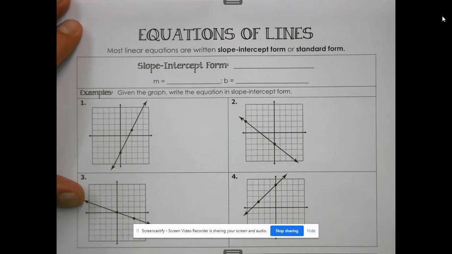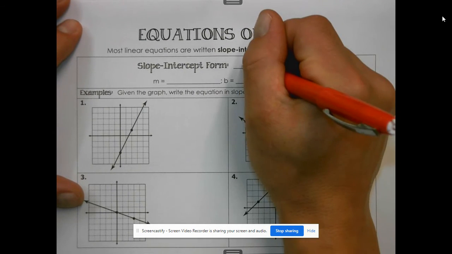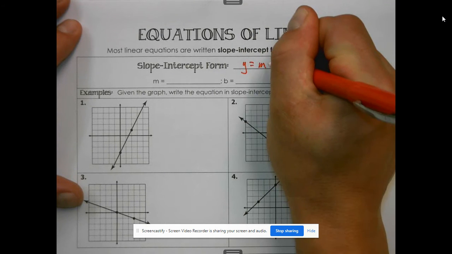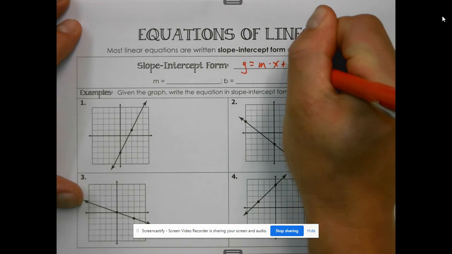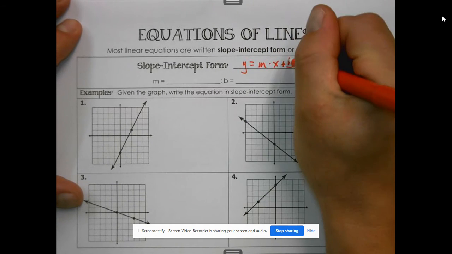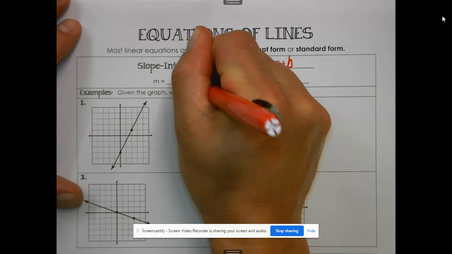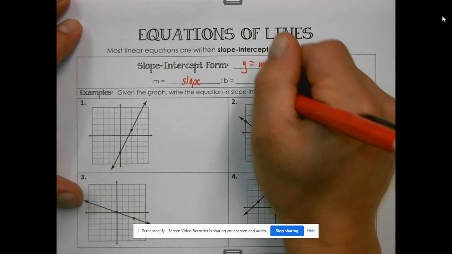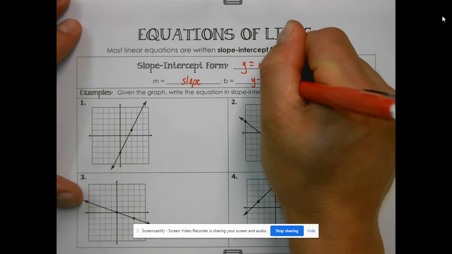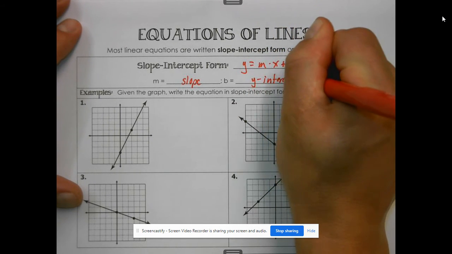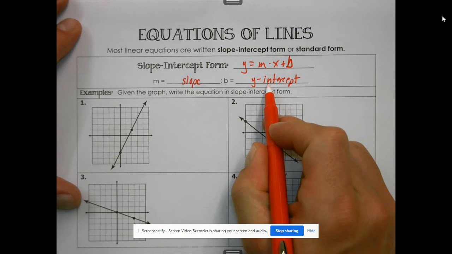Your equation for slope-intercept form is y equals m times x plus b, where m is your slope and b represents the y-intercept. And that's where your graph crosses the y-axis. That is your y-intercept.